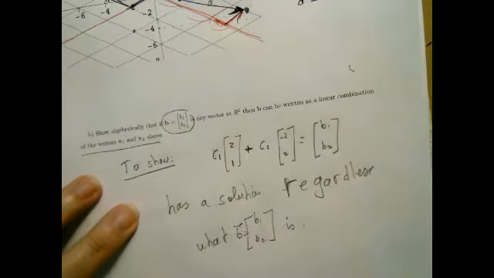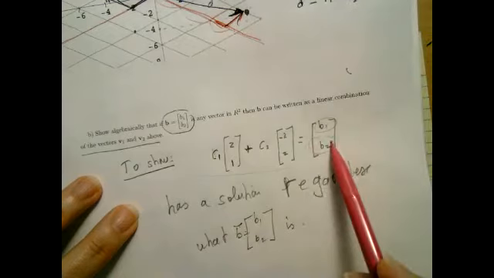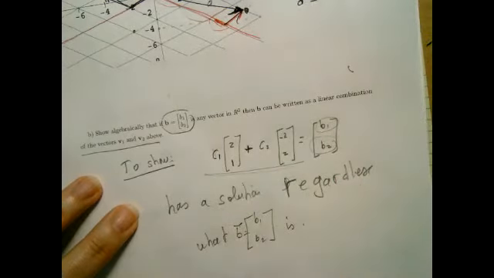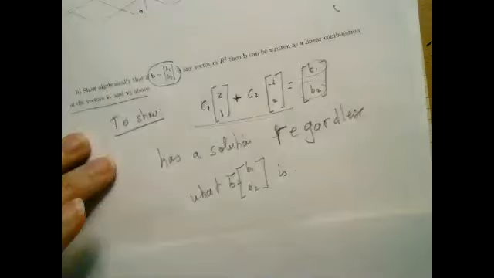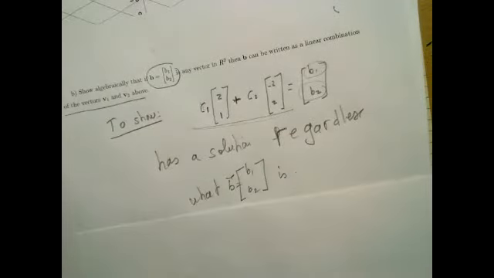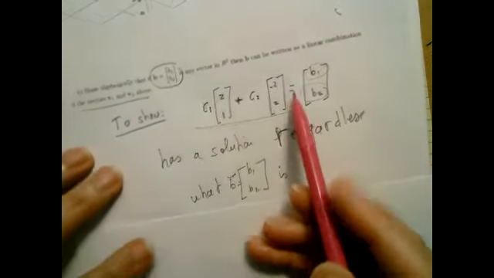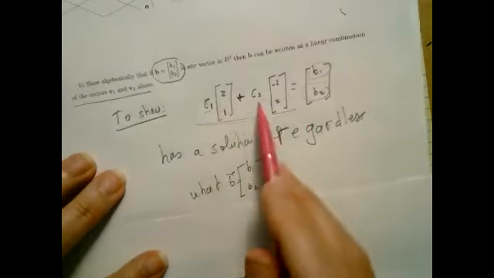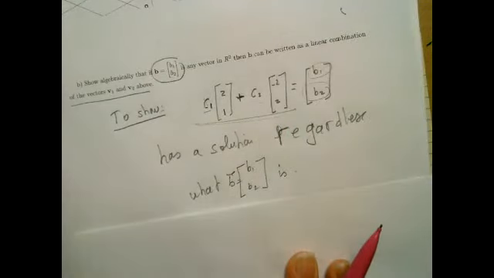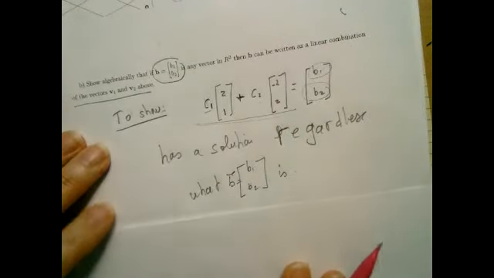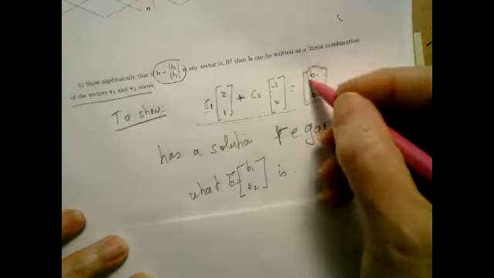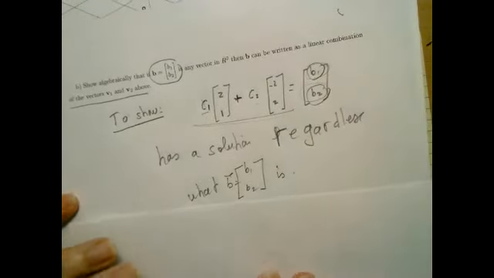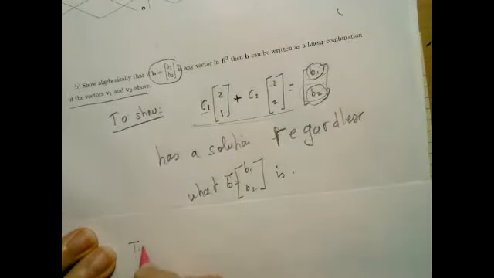Okay, so to show that, it means we have to show that regardless what I pick for those, I can always find the C1 and C2. So what do I have to show? I have to do the following system. I need to solve this and convince you that the system is always consistent. You have to solve and show that the system is consistent regardless which entries I put in here. So we want to solve.